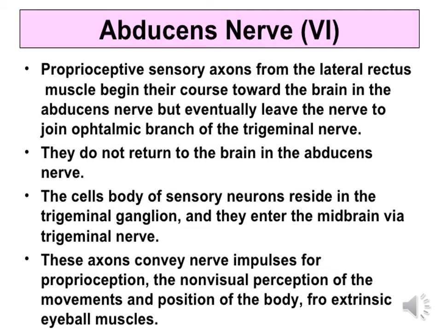The abducens nerve also carries proprioceptive sensory axons from the lateral rectus muscle, beginning their course toward the brain in the abducens nerve, but eventually leaving the nerve to join the ophthalmic branch of the trigeminal nerve. They don't return to the brain in the abducens nerve like the third and fourth cranial nerves. The cell bodies of these sensory neurons are in the trigeminal ganglion, and they enter the pons via the trigeminal nerve. These axons convey nerve impulses for proprioception, the non-visual perception of the movement and position of the body, for the extrinsic eyeball muscles.